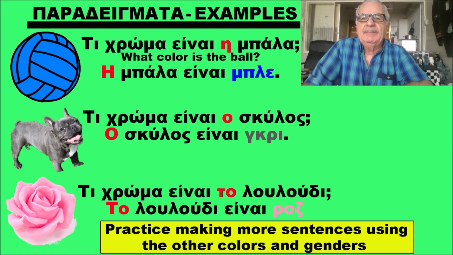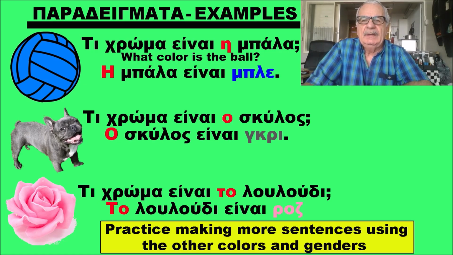Παραδείγματα. Examples. Τι χρώμα είναι η μπάλα? What color is the ball? Η μπάλα είναι μπλε. Practice with the color μπλε in all 3 genders.